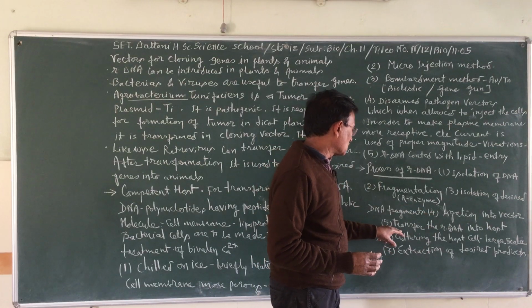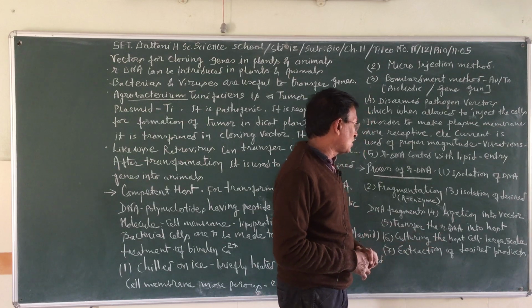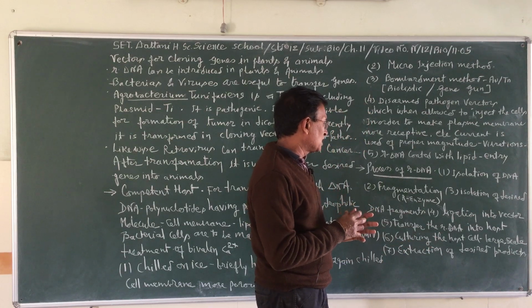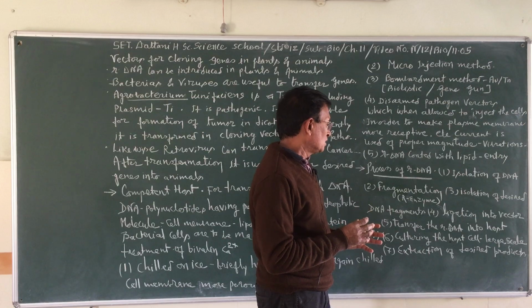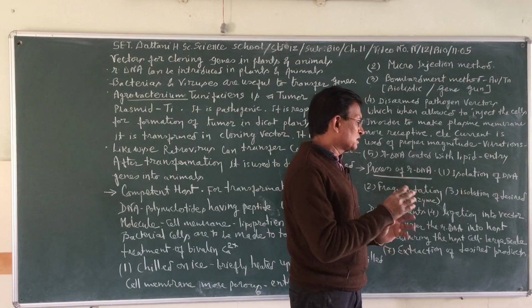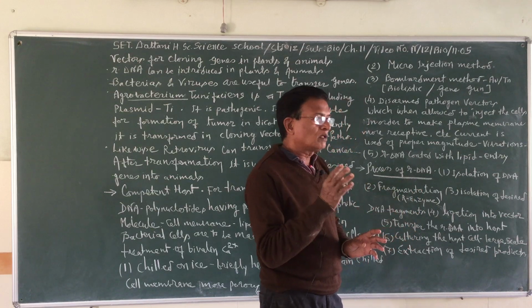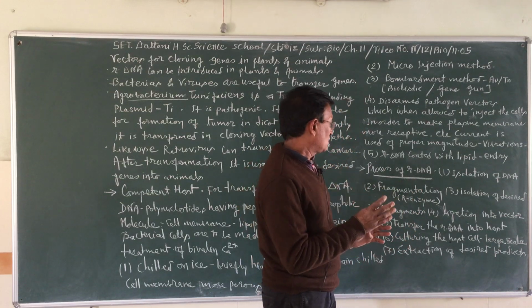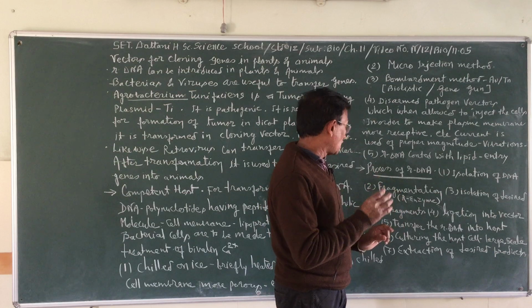Now the fifth one is the transfer of the rDNA into the host. Now the DNA is made ready with the vector. So it will be introduced into the host at a certain place from where the undesired DNA is cut.